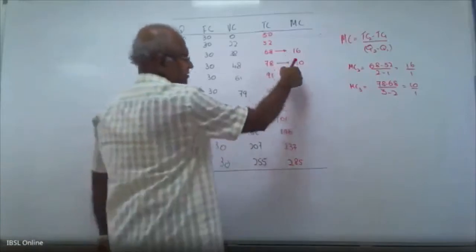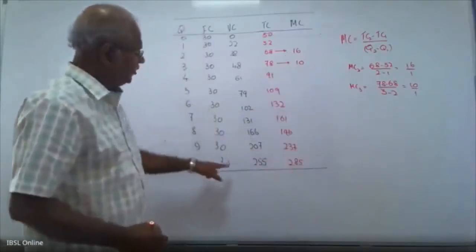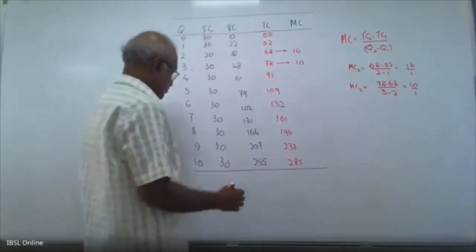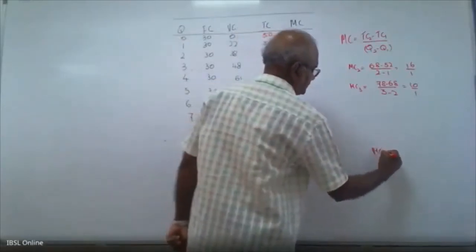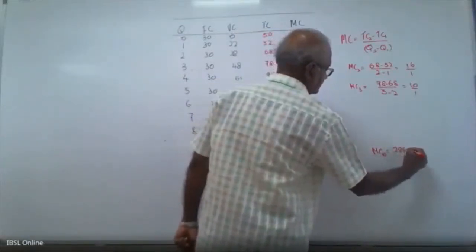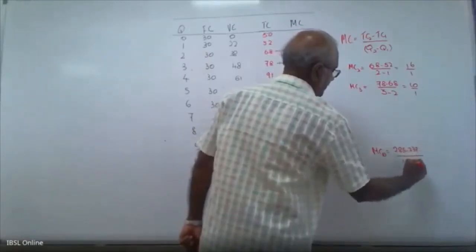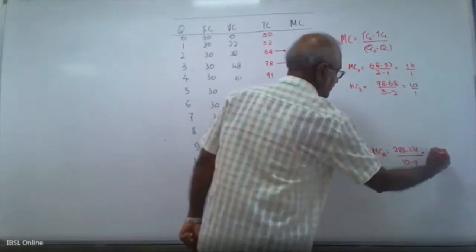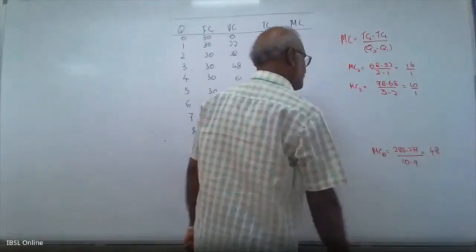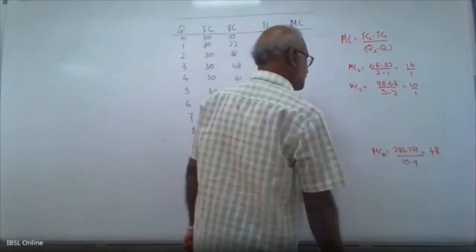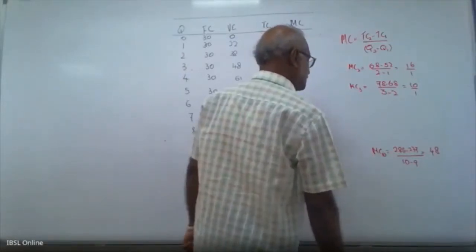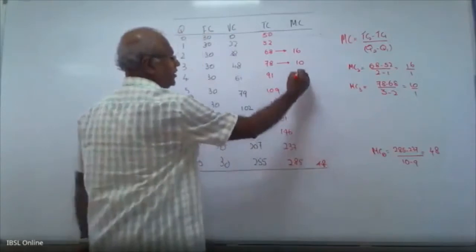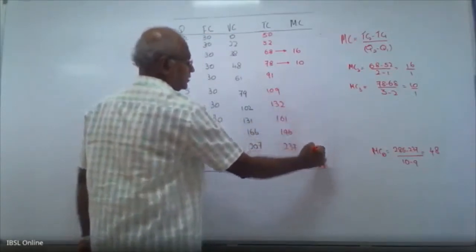I want you to fill this. 10th unit: 285 minus 237, divided by 10 minus 9. 48. Like that, you can calculate that, right?